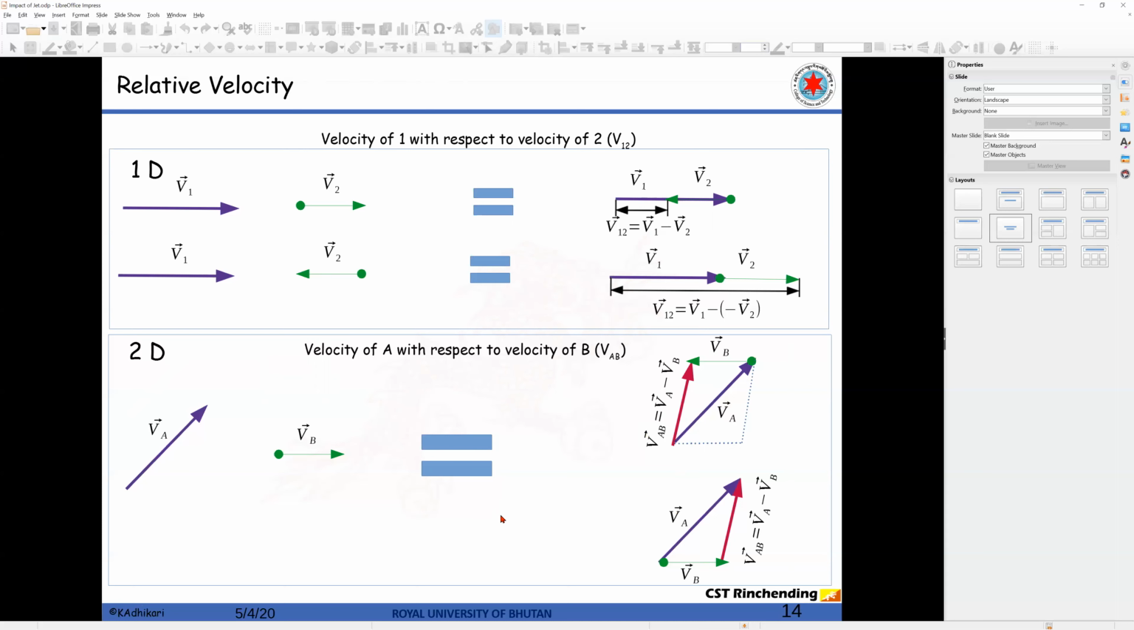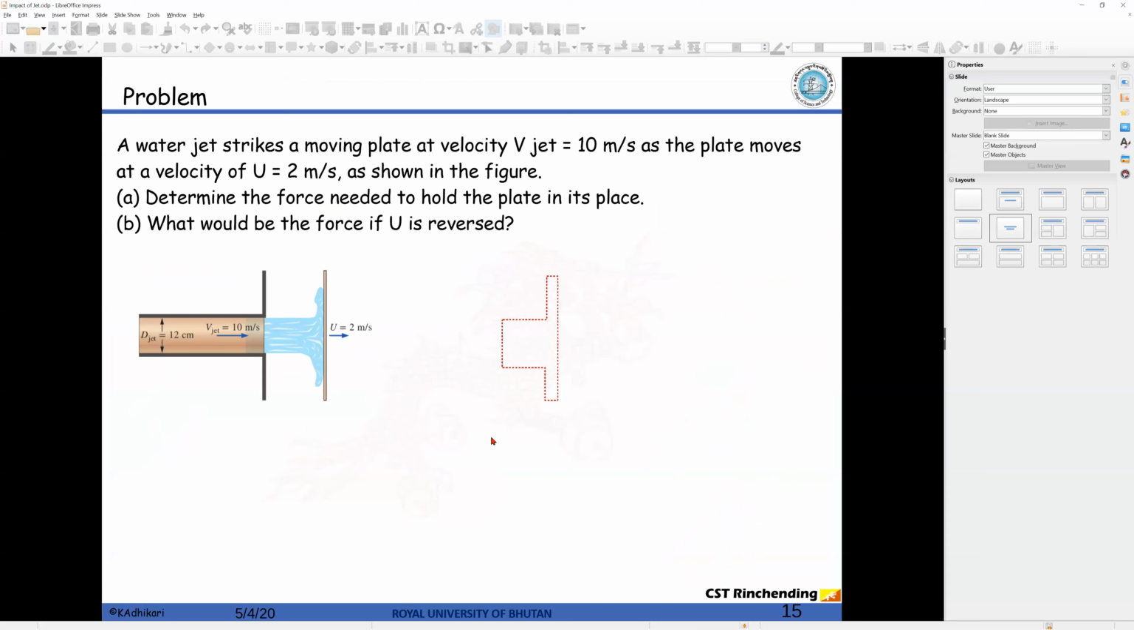Okay, with this, let's solve a problem. The problem is: a jet strikes a moving plate at velocity v jet. Velocity of jet is 10 meters per second, as the plate moves at a velocity of u equal to 2 meters per second, as shown in the figure. Determine the force needed to hold the plate in its place. What would be the force if u is reversed?